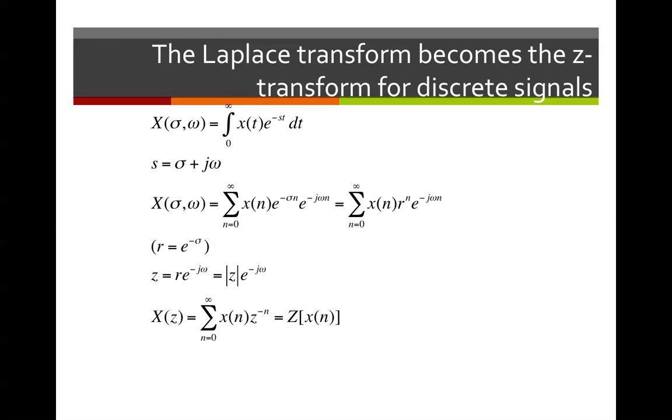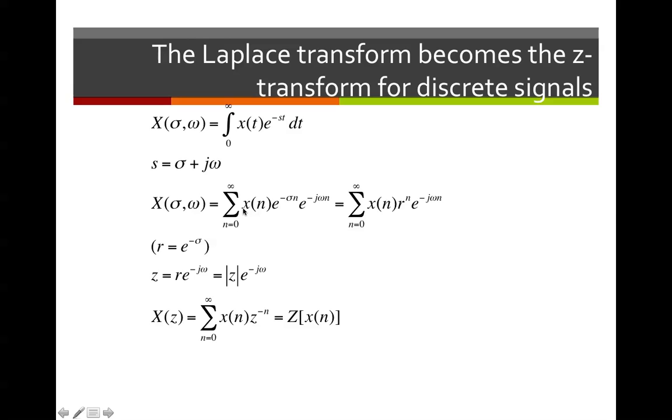Now, if we want to express that in discrete form as opposed to continuous form, we do this just like we've done in previous examples. The first thing is that the integral becomes a sum. And so rather than integrating over continuous space, we're now summing over discrete space. The variable t, which was a continuous variable in the integral, now becomes a discrete variable n. And so in the e to the minus st term, we're going to replace s with sigma plus j omega, and we'll replace t with n, and the dt goes away because we now have a summation and not an integral.